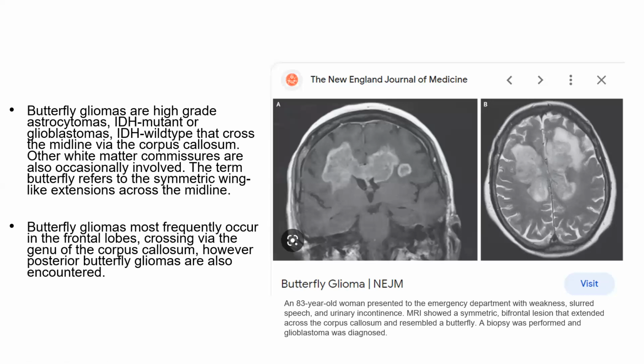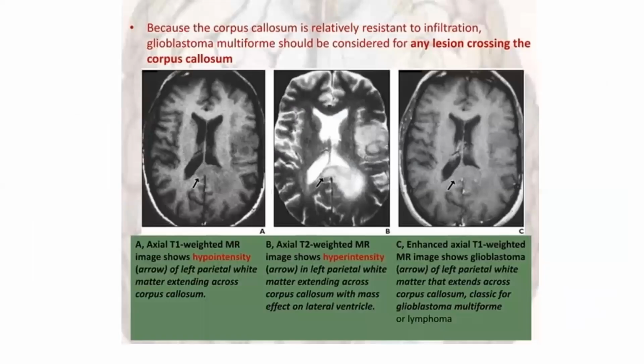The butterfly gliomas most frequently occur in the frontal regions, crossing via the genu of the corpus callosum. However, posterior butterfly gliomas are also encountered, as you can see over here in these pictures. In this picture, axial T1 weighted images show hyperintensity. Can you see over here? Can you appreciate it? Hyperintensity of the left parietal white matter that is extending across the corpus callosum.